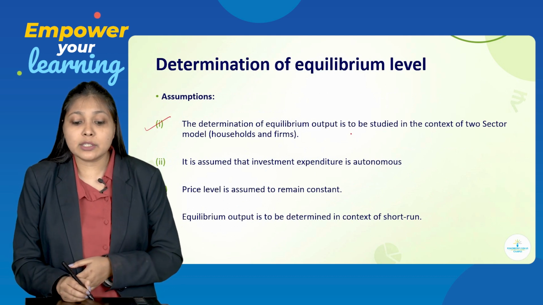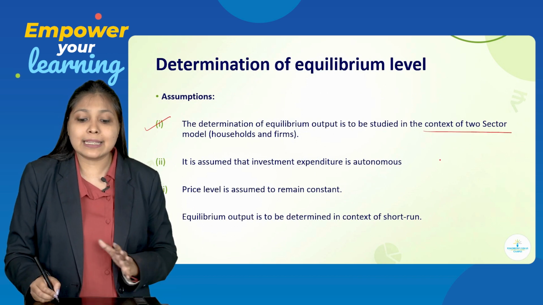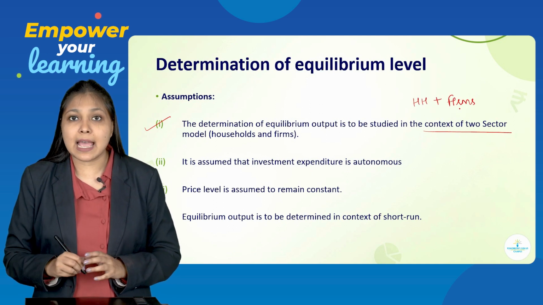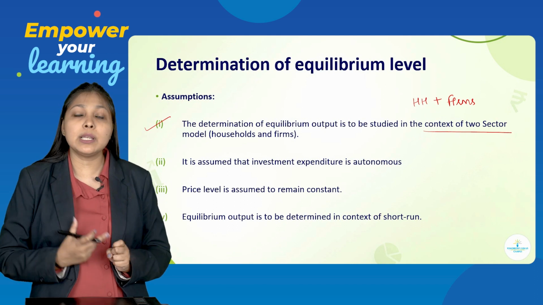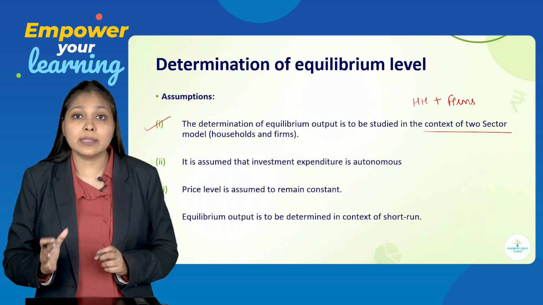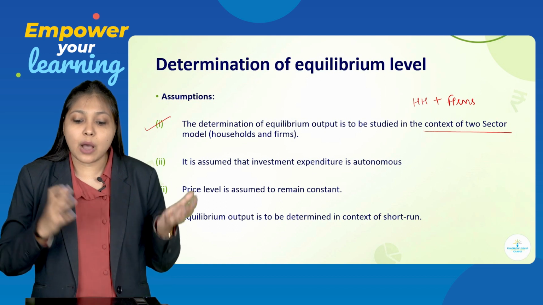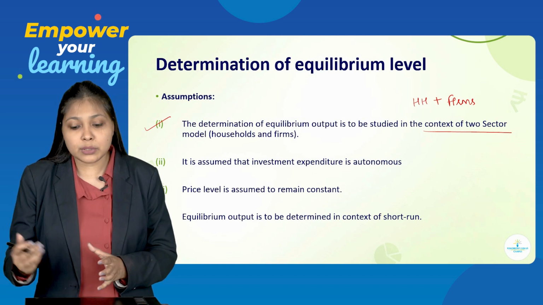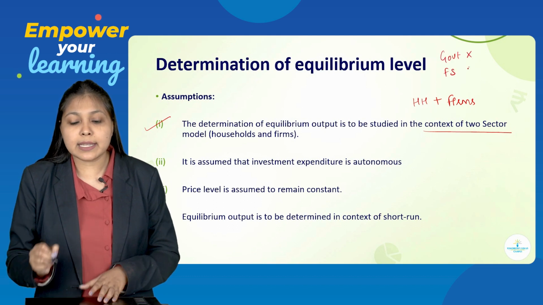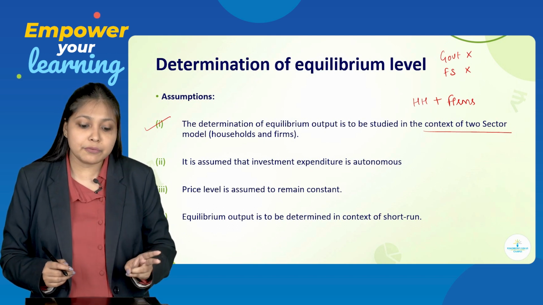First assumption is that the determination of equilibrium output is to be studied in the context of a two sector model, that is households and firms. So when you study these approaches of equilibrium level of output, income and employment, you have to make sure that you are studying it in the context of a two sector model, wherein only two sectors are involved, that is households and firms. There is no government sector, there is no foreign sector or rest of the world sector. There are only two sectors in the economy, that is households and firms.